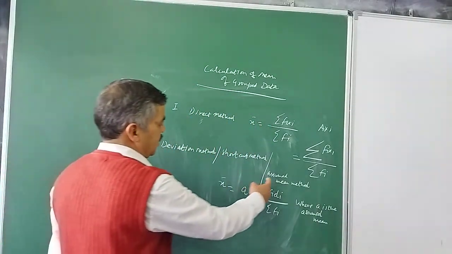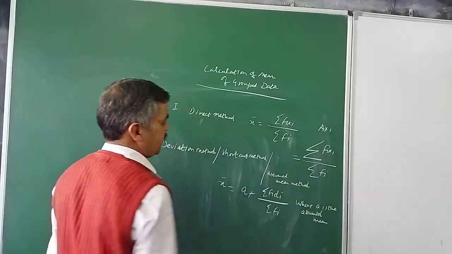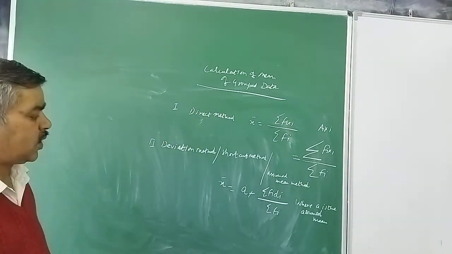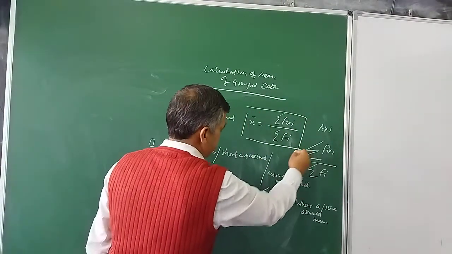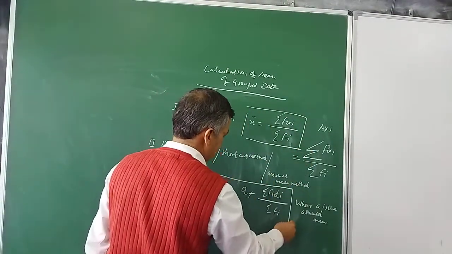On behalf of this, we are calling this method the second way to calculate the mean. Direct method is this. Shortcut or deviation method is this.